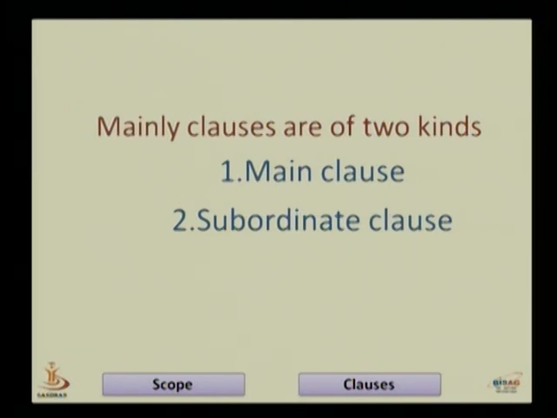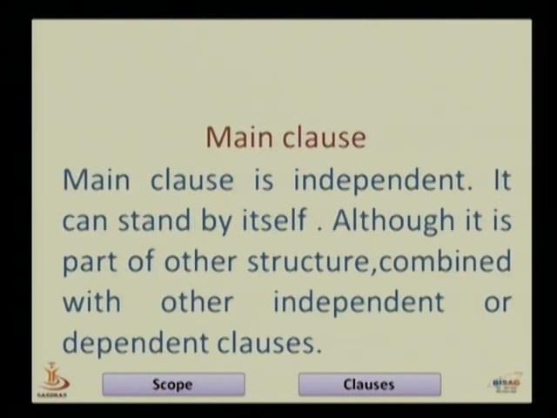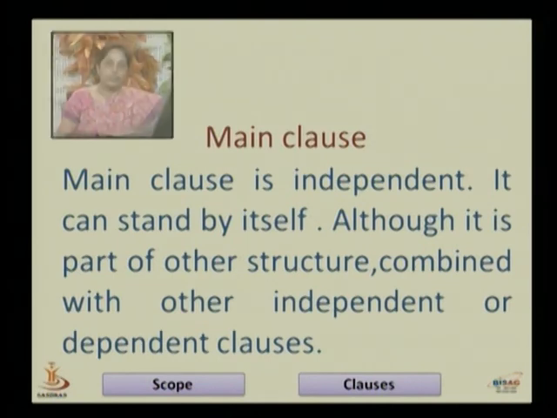Mainly we divide clauses into two kinds. First is main clause and second one is subordinate clause. Now what is main clause? Main clause is independent. It can stand by itself although it is part of other structure combined with other independent or dependent clauses. We will get the meaning from the main clause.